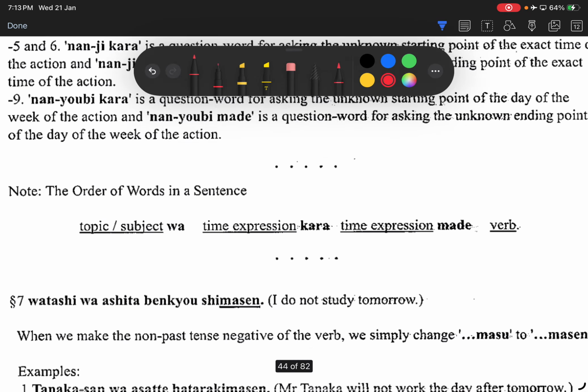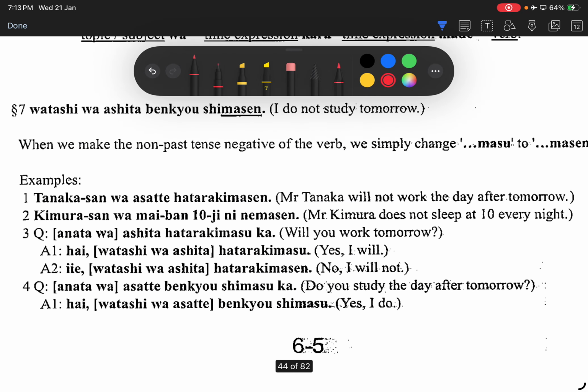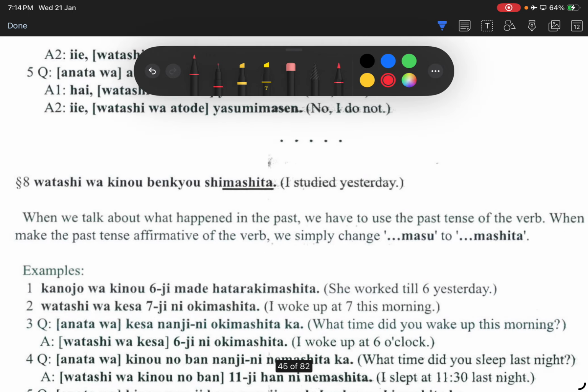Okay, then we also learn about number 7, which is the negative form for our verbs. Right? For example, I did not wake up or I did not do. Right? I do not do. So, shimasen means don't do. Shimasu means do. Right? So basically, masen is just a negative form. But we are not there at the past tense form yet. So this is just the negative form. That means I do not do. Right? Then we move on to the next one.